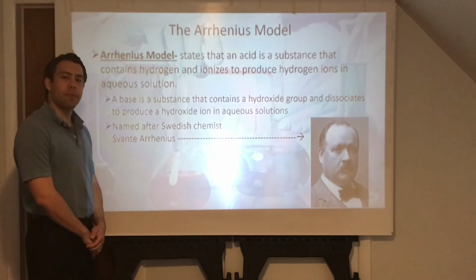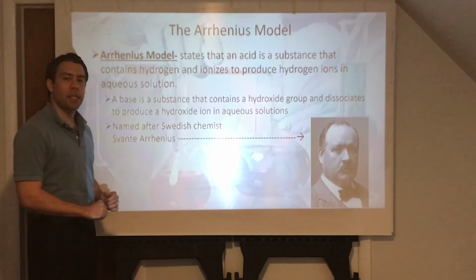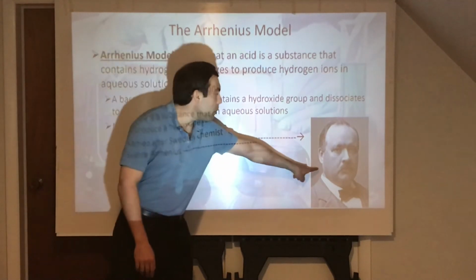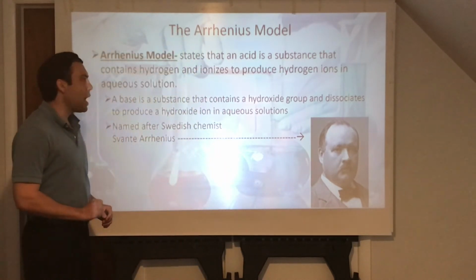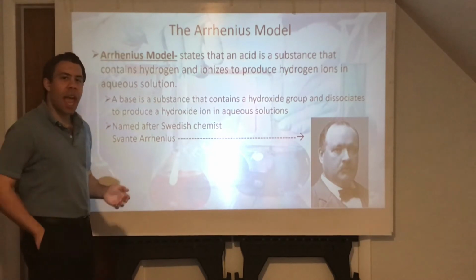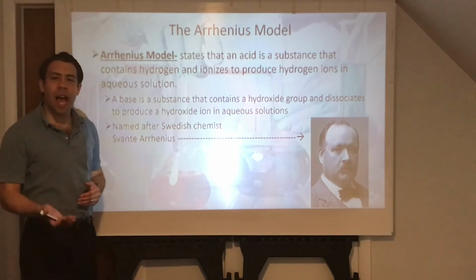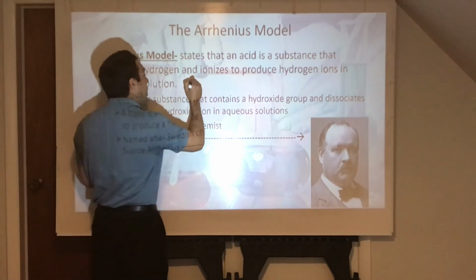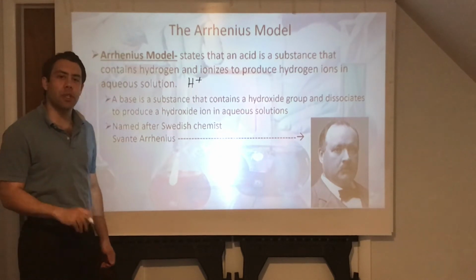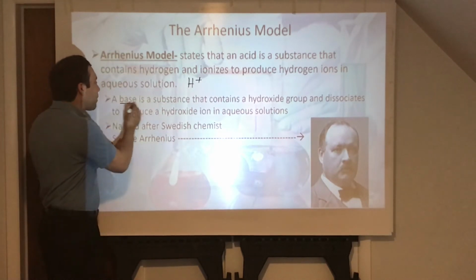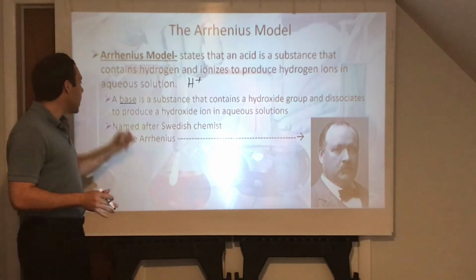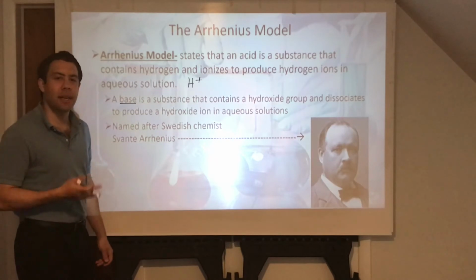The first acid-base model that we will discuss is the Arrhenius model, named after Swedish chemist Svante Arrhenius, this gentleman right here. He stated that an acid is a substance that contains hydrogen and ionizes to produce hydrogen ions in solution. So it produces H+ ions in aqueous solutions. Whereas a base is a substance that contains a hydroxide group, an OH group, and dissociates to produce hydroxide ions in aqueous solutions.